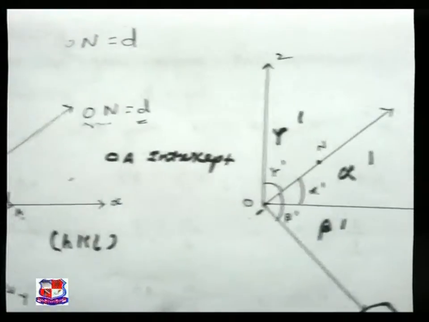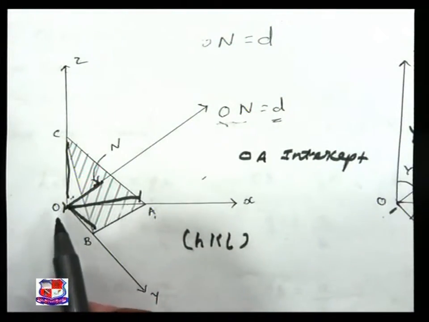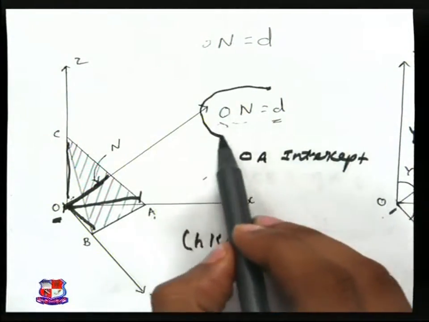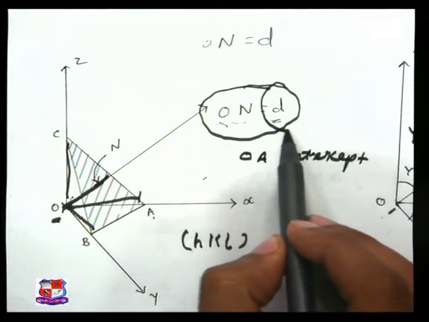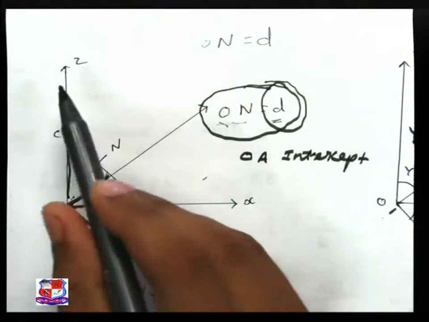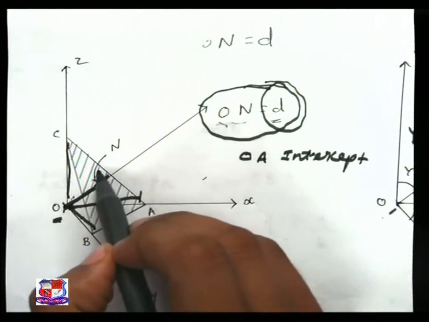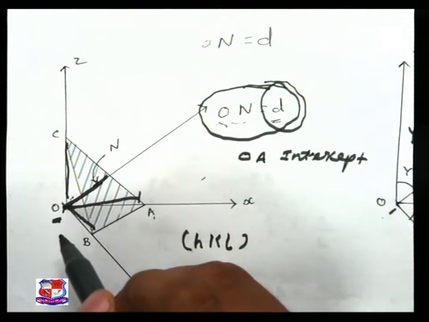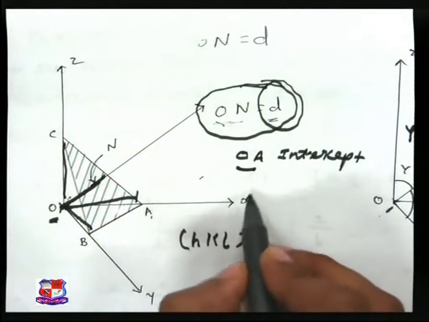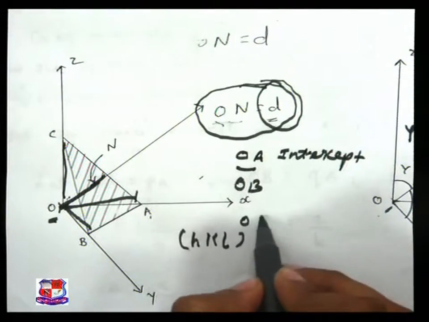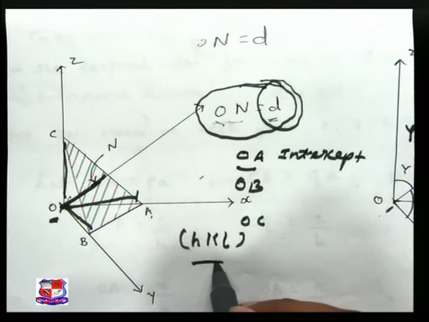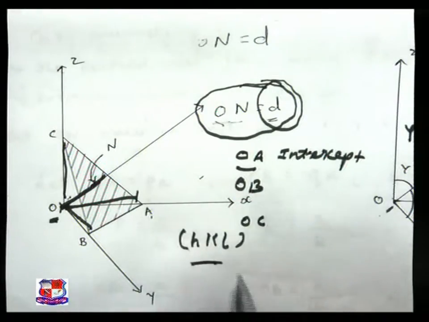So the distance of this plane from the origin is up to ON. So we are considering ON is equal to D, and D is the interplanar distance. If we draw one more plane, then the distance from O to N is the same as that of the other plane. So we will consider the distances OA, OB and OC, and find the Miller indices, and from that we will prove or derive the equation. Let us move to that equation.